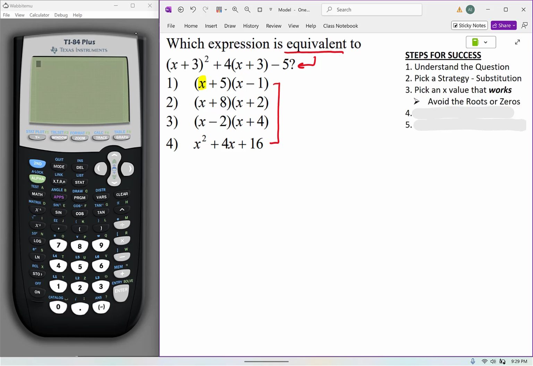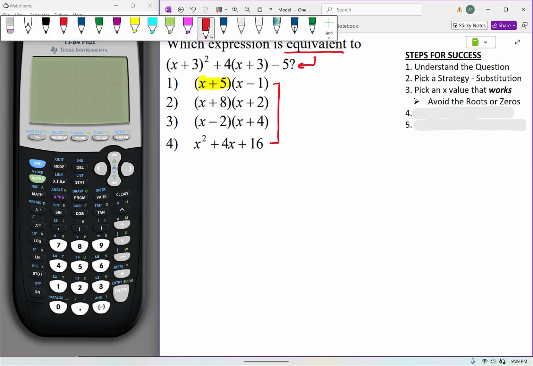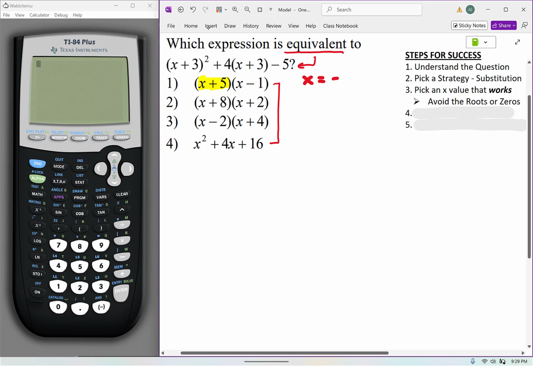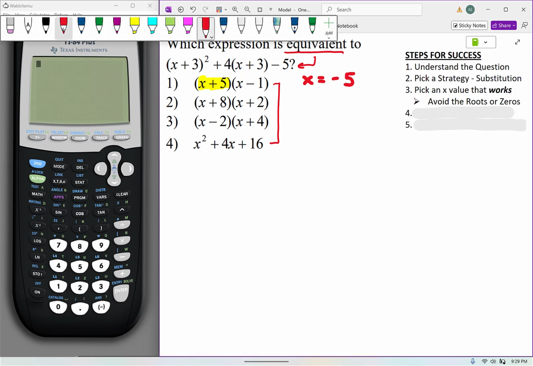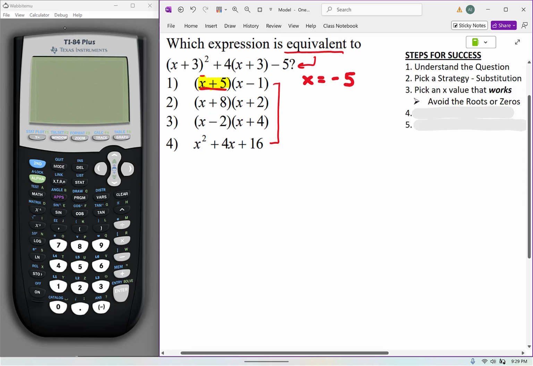Well, we have to avoid the roots, also known as the zeros, meaning I don't want to pick x equals -5. If I use x equals -5, I'm going to get a 0, and that's what I mean. You want to avoid those numbers. So how do you pick x values that work? You're going to look and avoid the 0. So I'm going to avoid the opposite of 5. I'm going to avoid the opposite of -1. I'm not going to use 1. I'm not going to use -8.